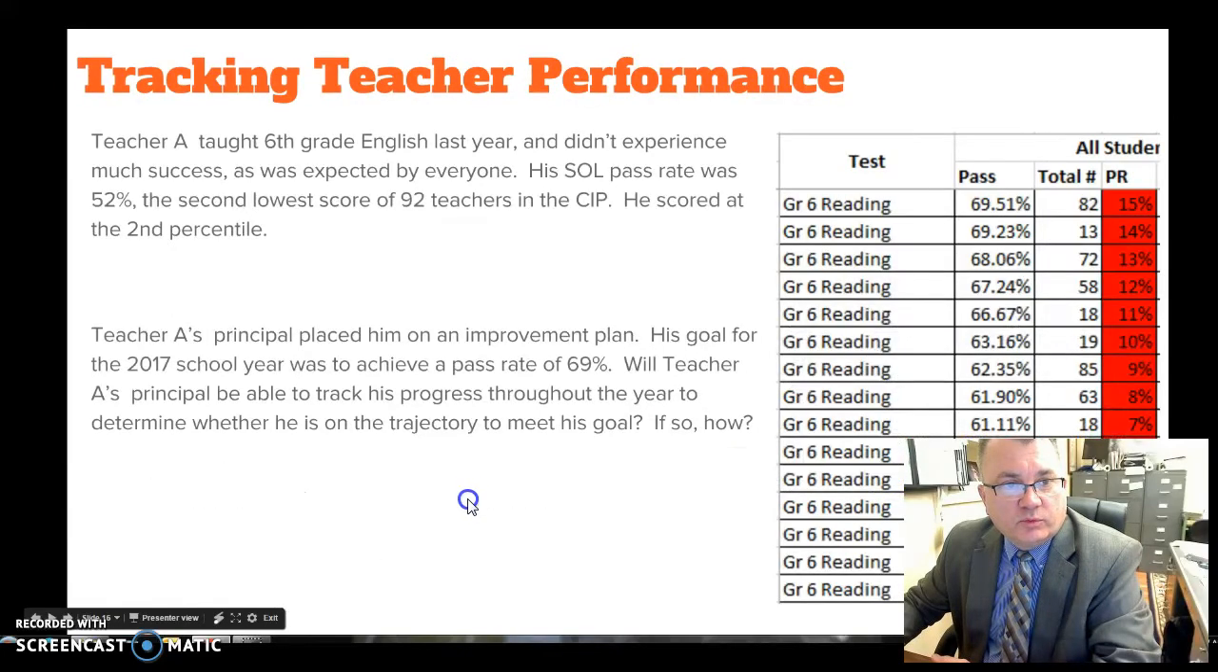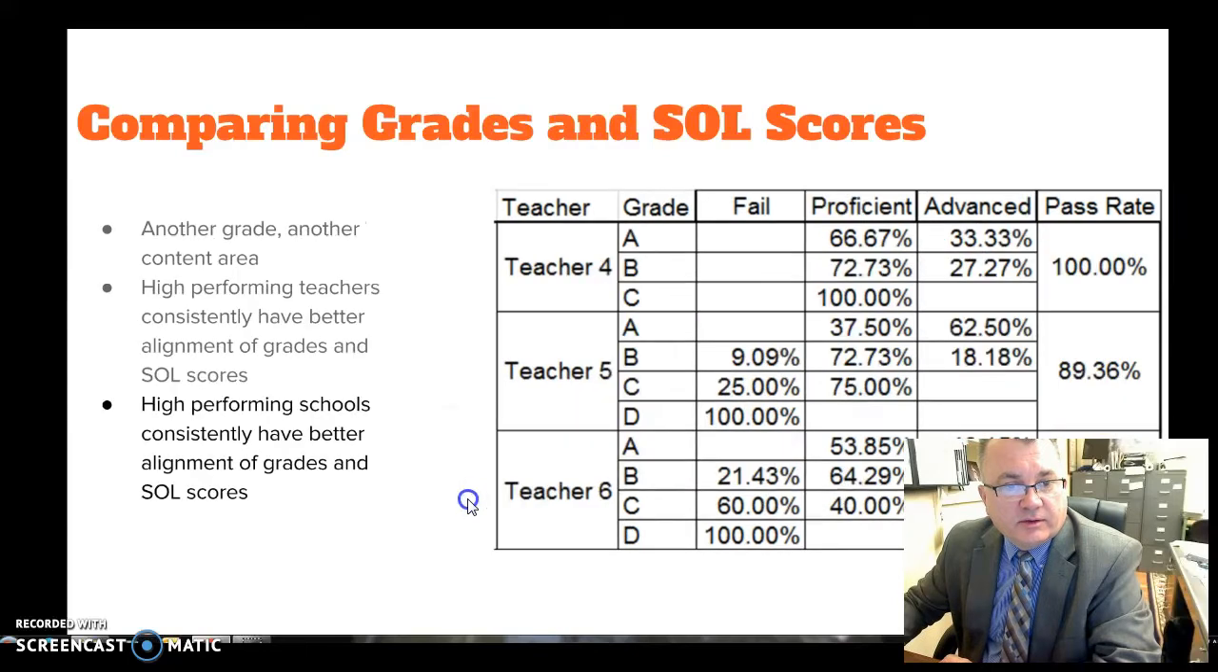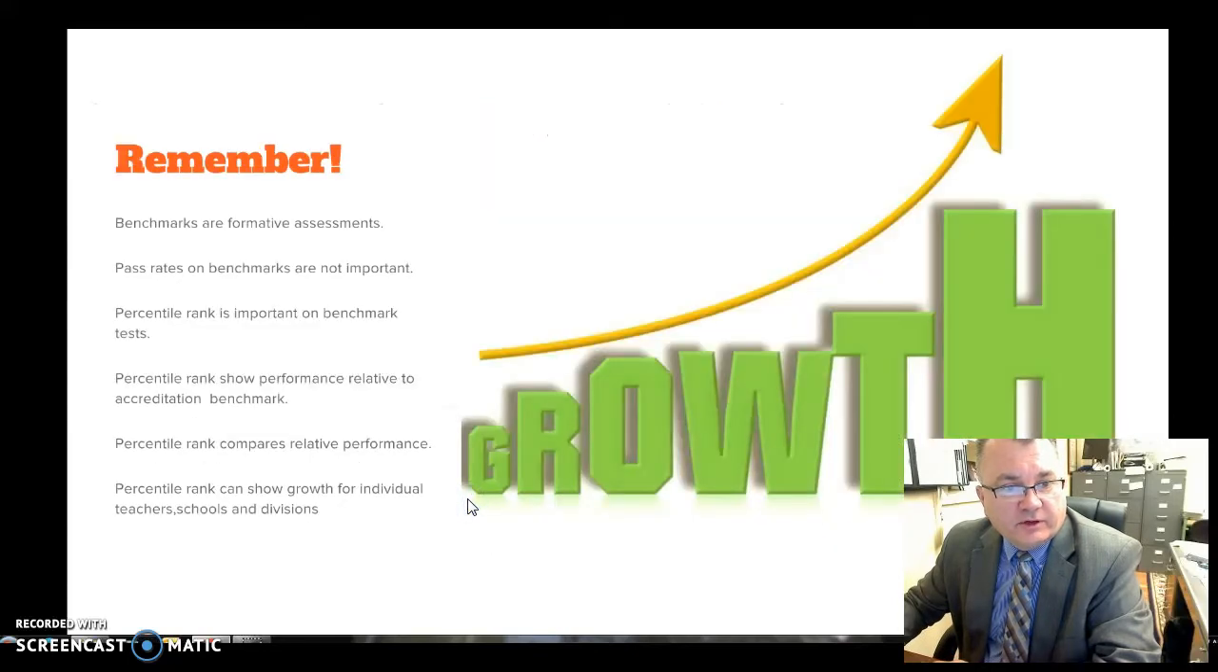And I want to show you one more thing here. This is a presentation that's already gone through. But remember that they're formative assessments. Pass rates on benchmarks are not important. Percentile rank is the most important information we can get there. Percentile rank shows performance relative to accreditation benchmark. Percentile rank compares relative performance, and percentile rank can show growth for individual students or individual teachers, schools, and divisions.